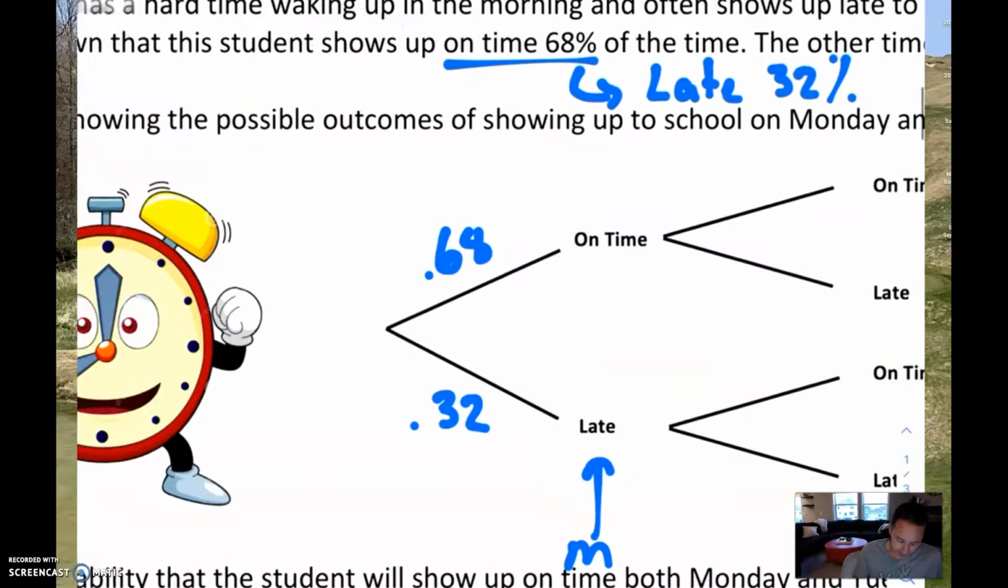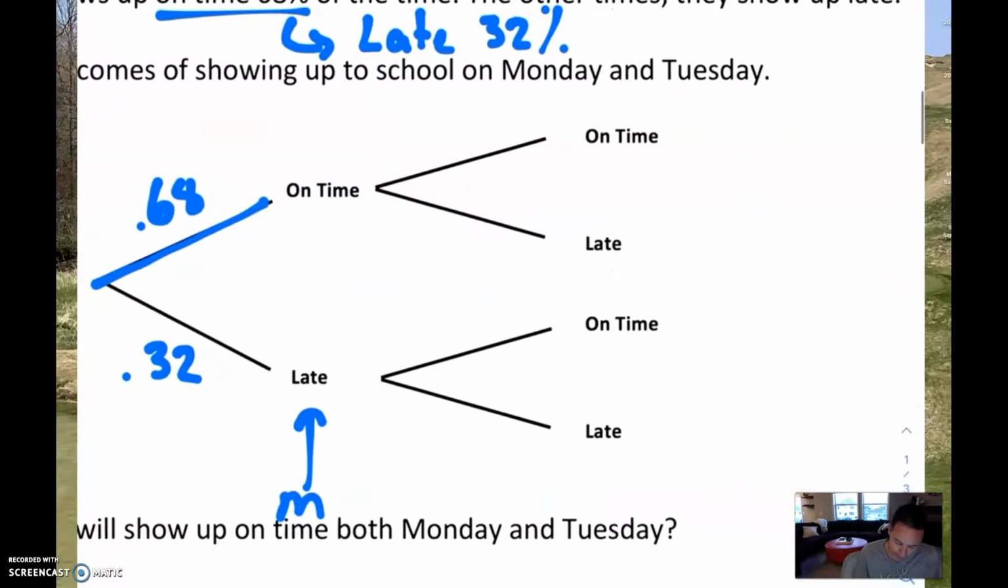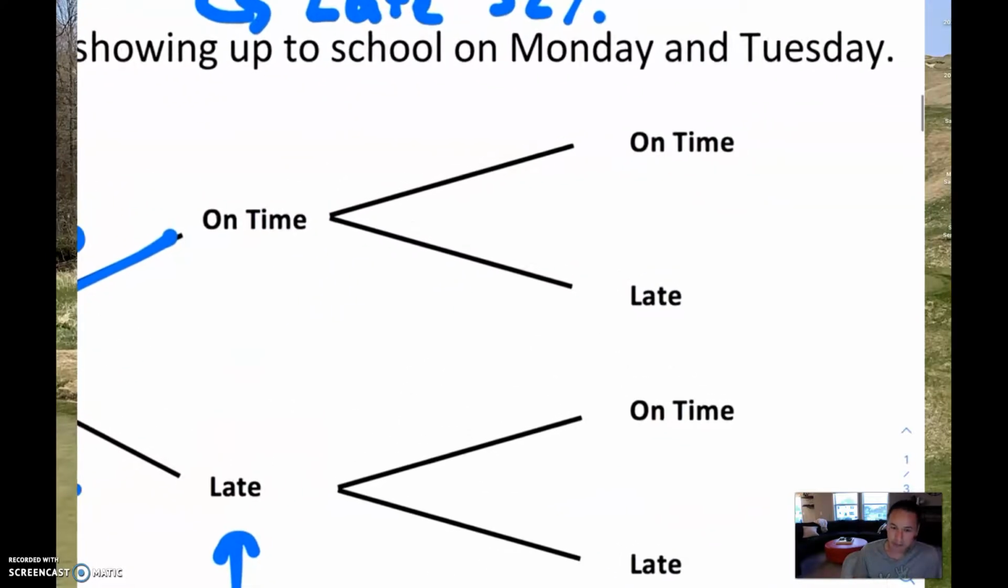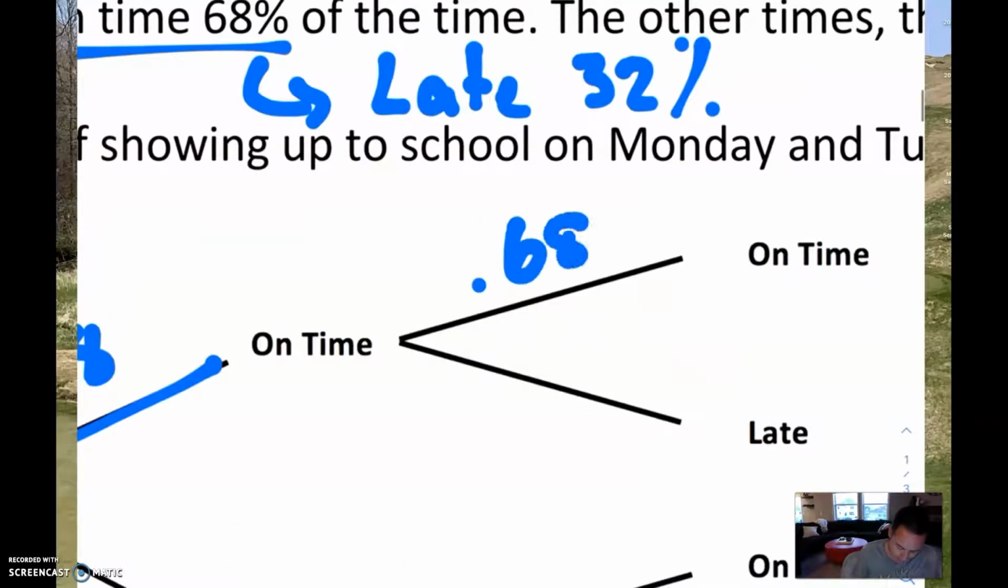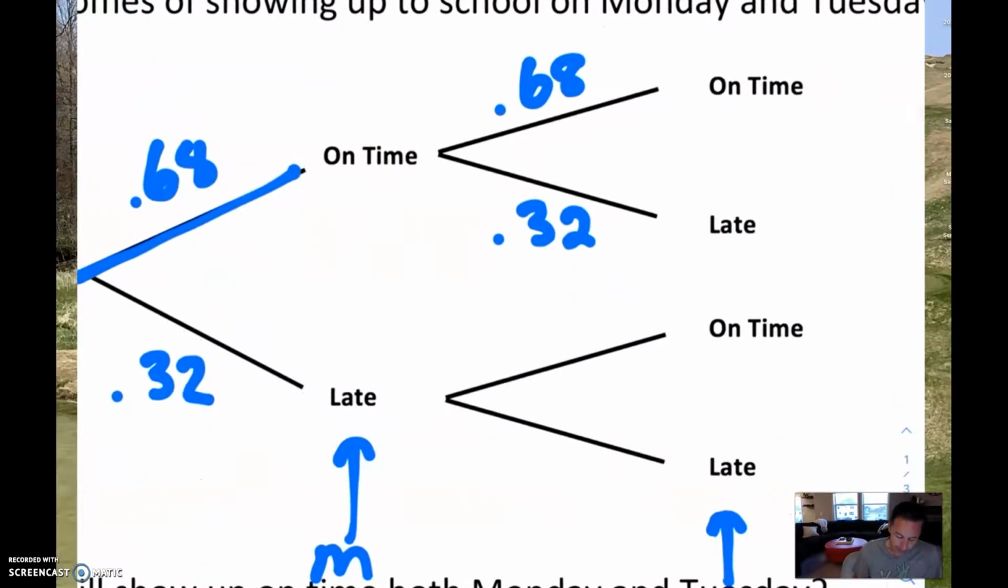So now let's pretend that they were on time on Monday. Super, that's great. Now they're going to get to Tuesday. Here's the next split. This split is for Tuesday. What's the chance that they're going to be on time Tuesday? Well, it's still the same chance, still 68%. And the chance that they show up late on Tuesday is 32%. And similarly, they could have shown up late on Monday. Shame on them. And if they show up late on Monday, they still could be on time on Tuesday, and that would have a 68% chance.